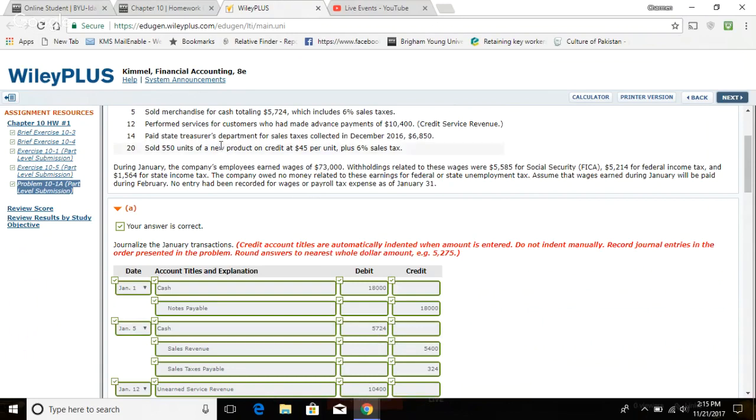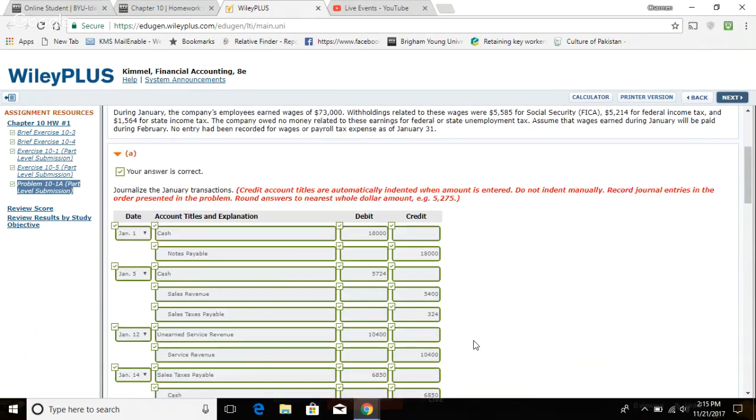Moving on. On January 12th, we performed services for customers who had made advance payments of $10,400. So obviously, we are offsetting our unearned service revenue. And so on January 12th, we would debit our credit account of unearned service revenue in the amount of $10,400, and then credit service revenue, as this is now revenue been realized, $10,400.